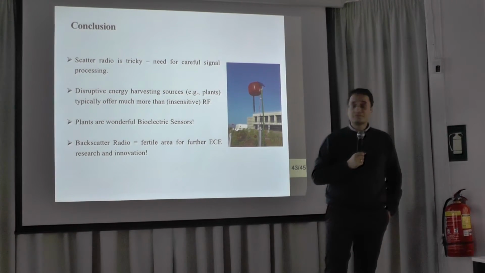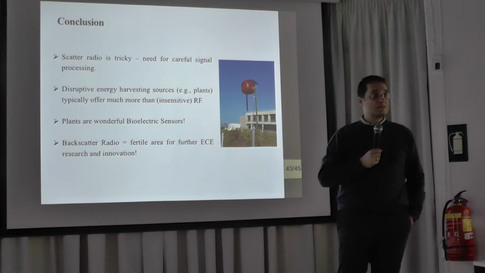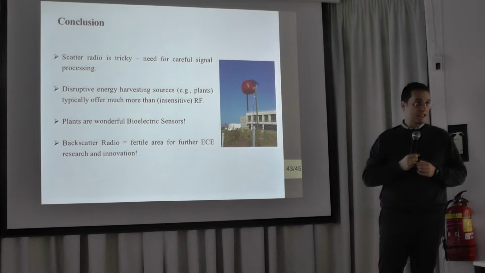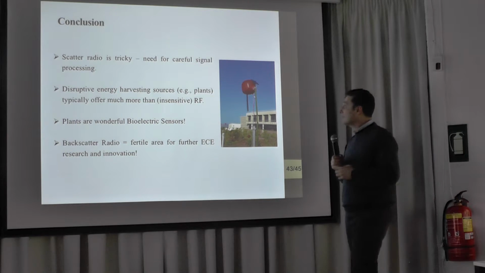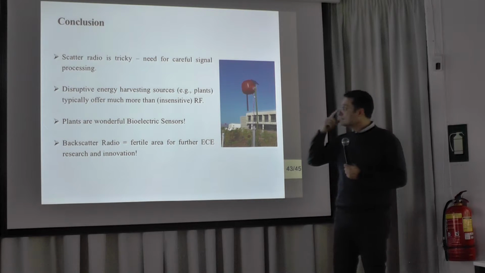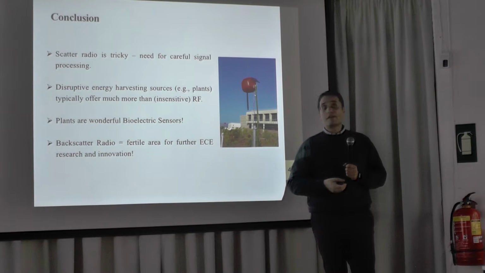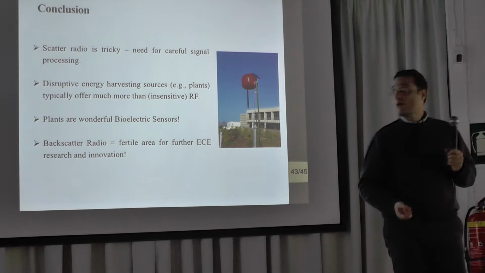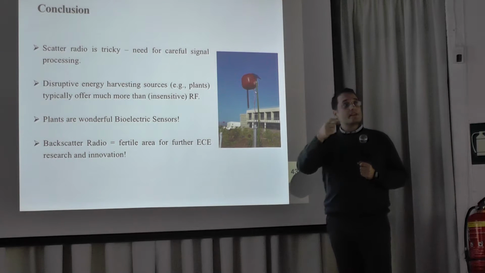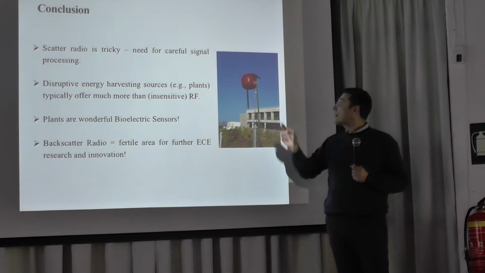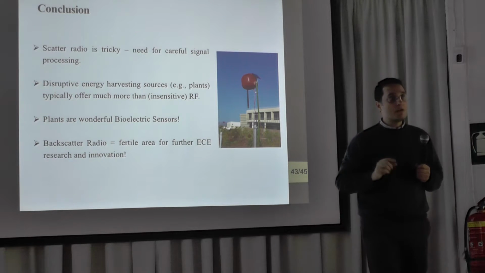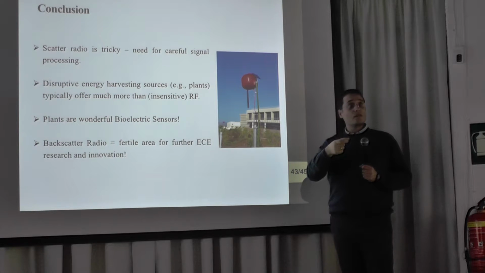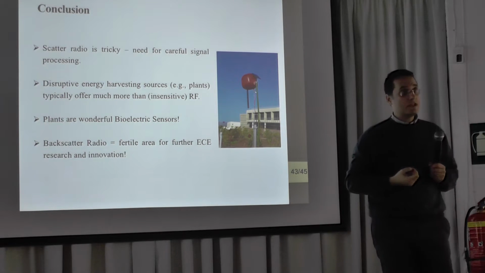Scatter radio is tricky. You have to be very careful when you do your signal processing, otherwise you will lose at least half of your signal. Because it's extremely low power, you can power your sensors with whatever sources you can imagine, either electrodes from a plant or small solar panels. We can power whatever you saw up to now with solar panels that have a surface as small as a euro coin.